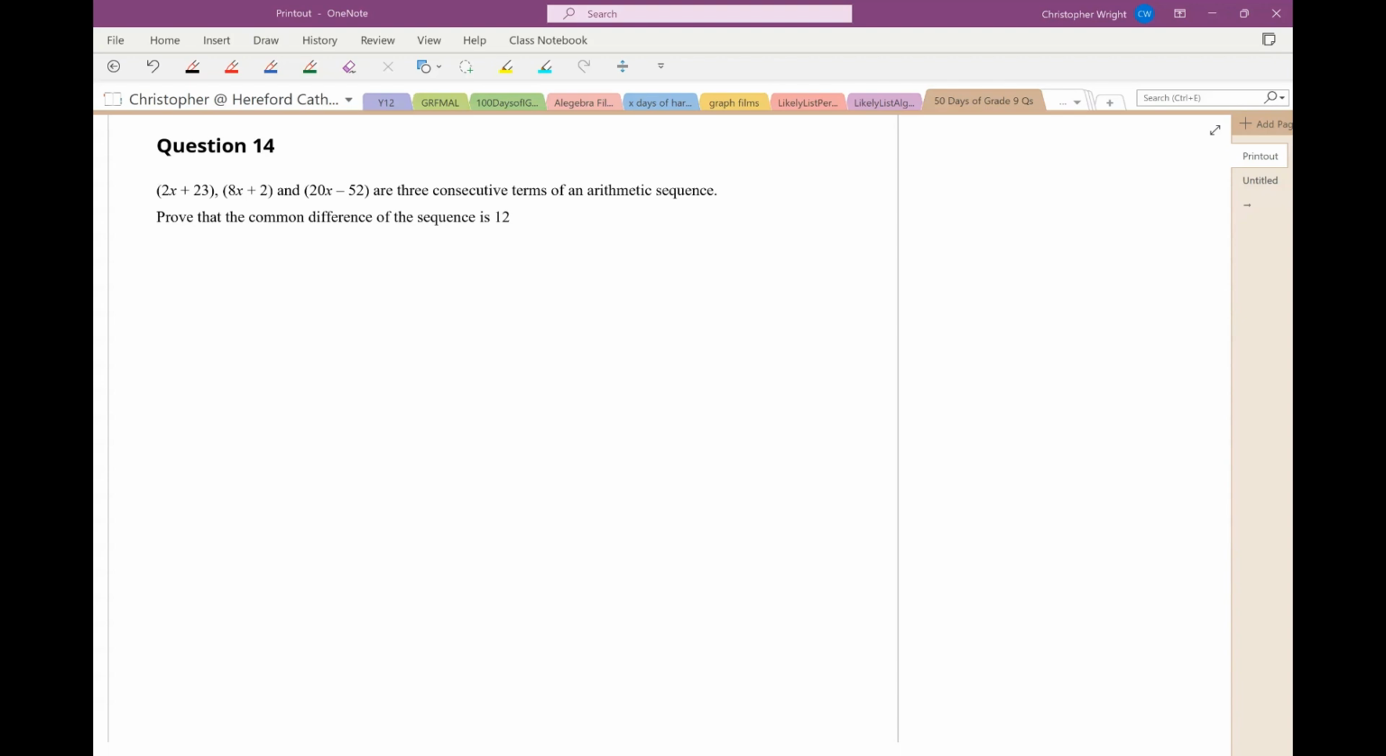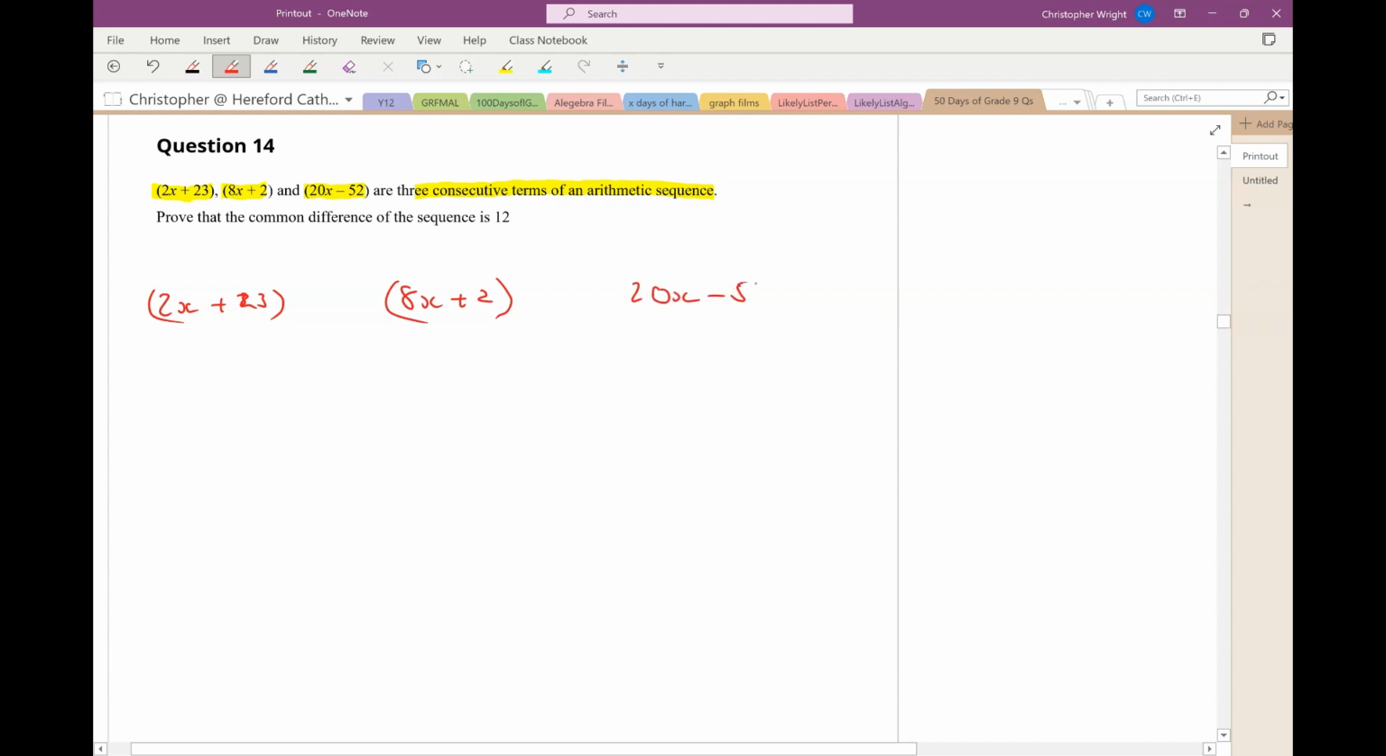Question 14. Right, I've got 3 expressions here, and they are 3 consecutive terms in an arithmetic sequence. That means that 2x plus 23 is one term, the next term is 8x plus 2, and the term after that is 20x minus 52. If they're an arithmetic sequence, that means that the difference between that term and that term is the same as the difference between that term and that term. Prove the common difference is 12. So I've got to prove that the difference between the terms is 12.